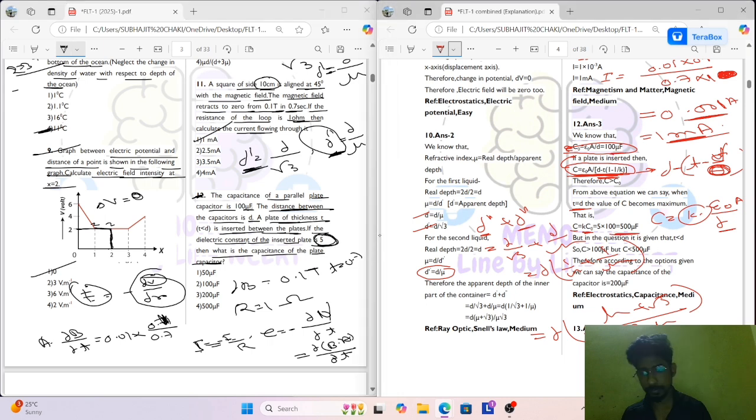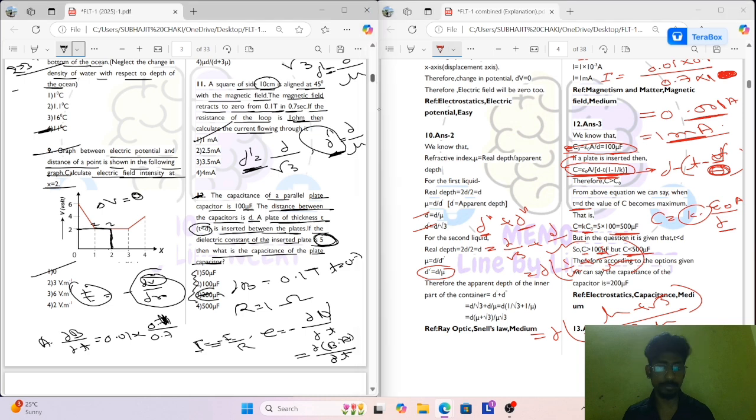But in the given question, t is less than d. That means if t is less than d, C will be greater than 100 µF, but it will be less than 500. So from all the options you can say only this option matches. It is greater than 100 µF but less than 500 µF.